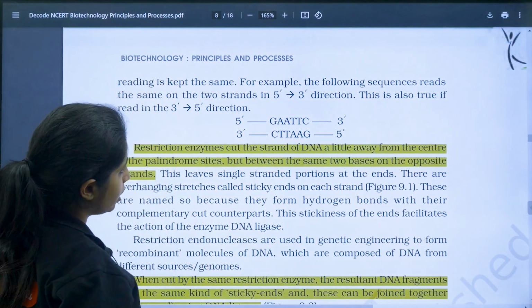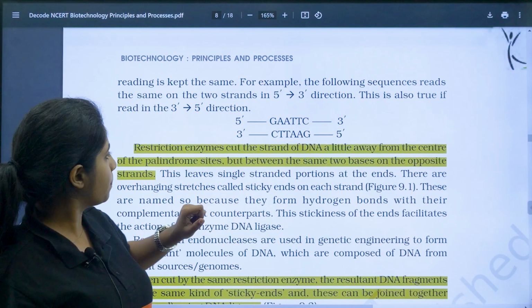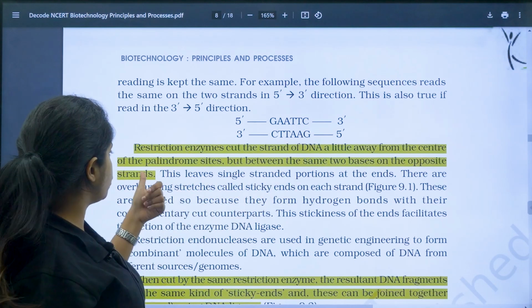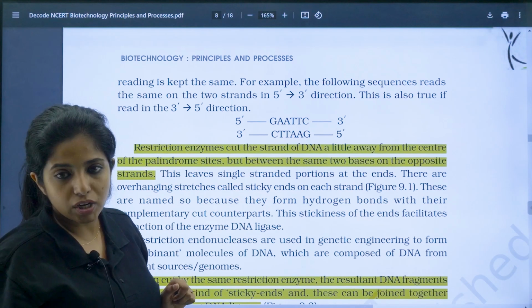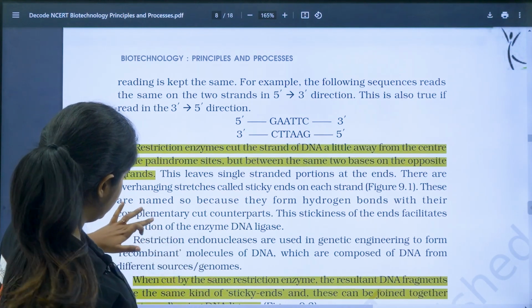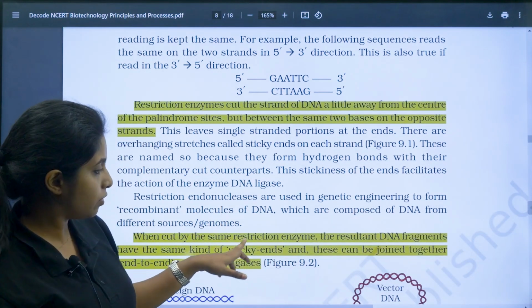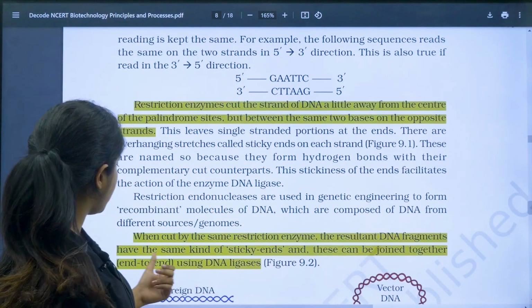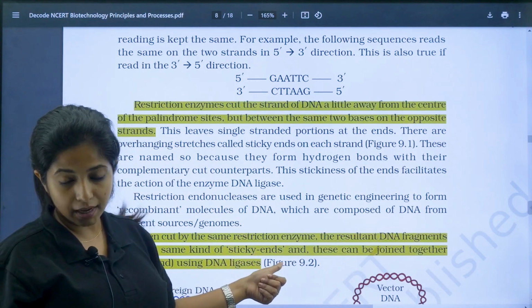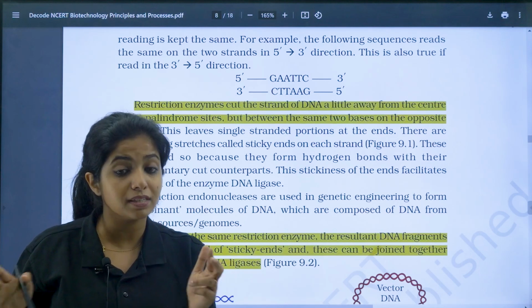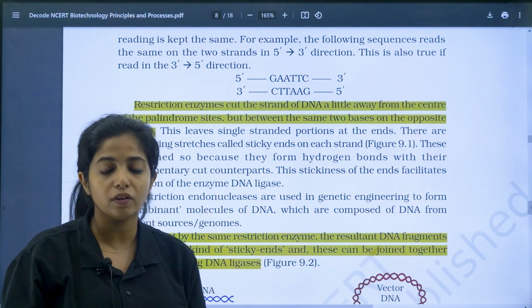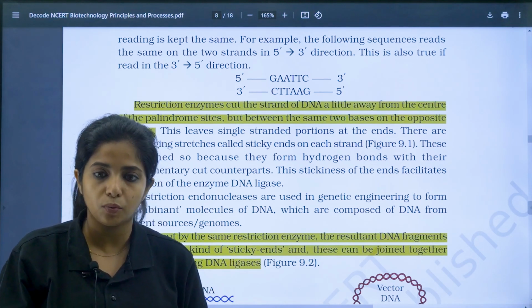We are going to make a cut over here, but between the same two bases on the opposite strand. So, here also between G and A, here also between G and A, my dear children. Cool. Now, when they are cut by the same restriction enzyme, the resultant DNA fragments have the same kind of sticky ends. Only when they are cut with the same restriction enzyme will you have a common sticky end. Otherwise, you won't find it.